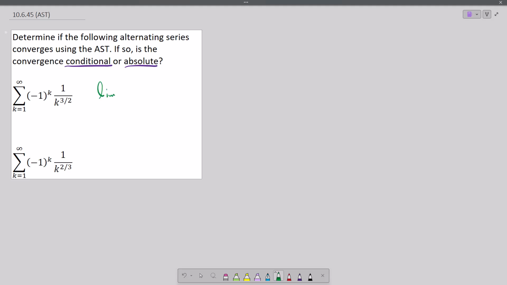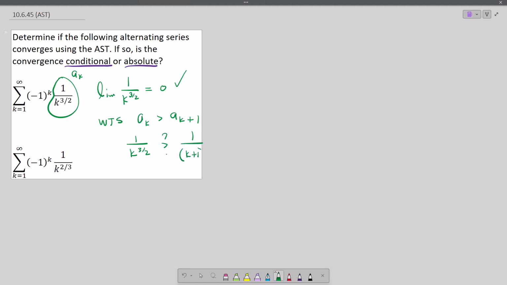Remember with AST, we take the limit of a sub k, and this is a sub k for an alternating series. You don't use the switch. And then the second part, we want to show that the terms are getting smaller. So as we go out in the series, we want that to be true. So we look at this comparison. So that's what we want to show.